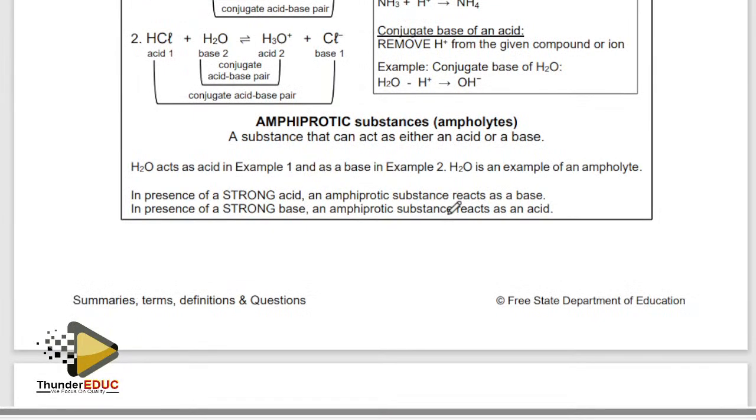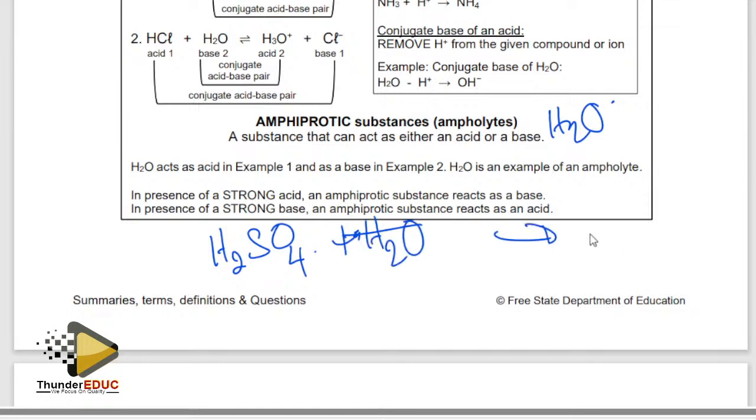Amphoteric means a substance which can act as both an acid and a base. An example is water. But sometimes they can bring a question like sulfuric acid plus H2O, which forms the hydronium ion plus hydrogen sulfate. You see, this can act as an acid and a base at the same time. So you have to know which one it is.